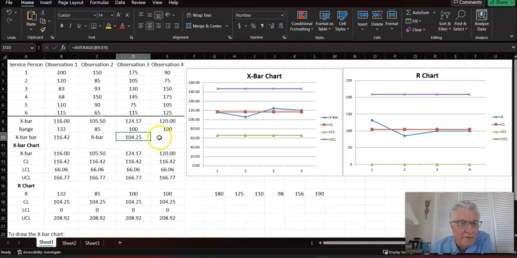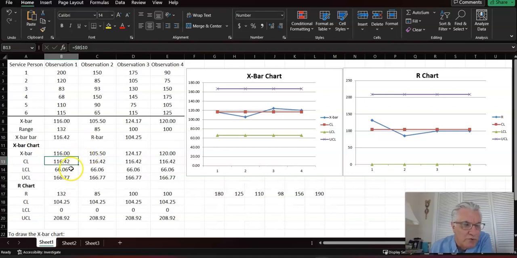So now, getting to how we plot this data, if you look at X bar, 116 comes directly from here, then 105.5, 124.17, 120, and then 120. The center line is essentially the mean average of all the data. So the 116.42 goes all the way across, and that's the center line. Because it's an X bar chart, the center line should be the average of all the X bars, which in this case is X bar bar.